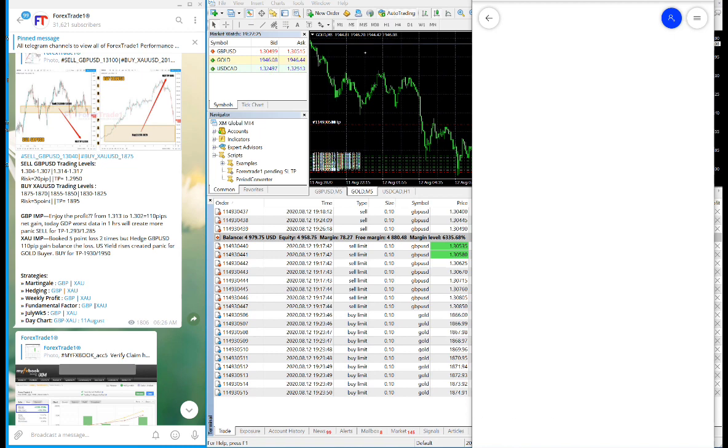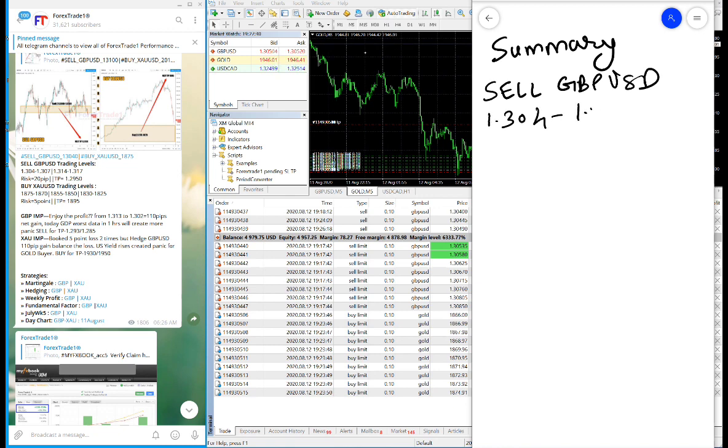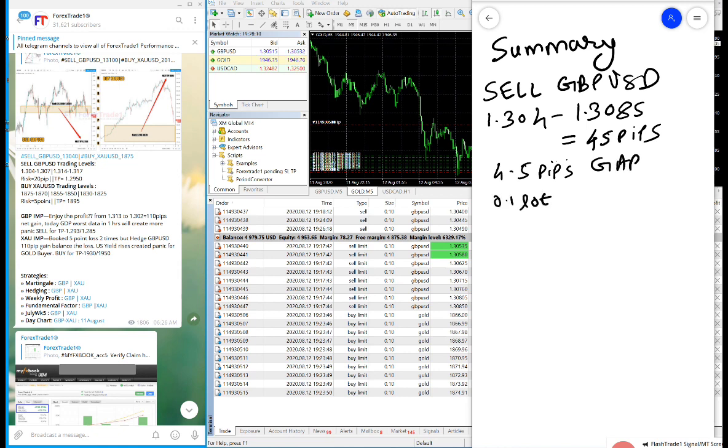We will see sale GBPUSD as per our hedging strategy. The level 1.3040 to 1.3085, because 1.3090 is the SL. Pips of gap total from the entry to the last entry, so that means 4.5 pips of gap between each entry. Each entry is taken with 0.1 lot size, so 10 entries, that means total 1 lot, 0.1 into 10, total 1 lot.